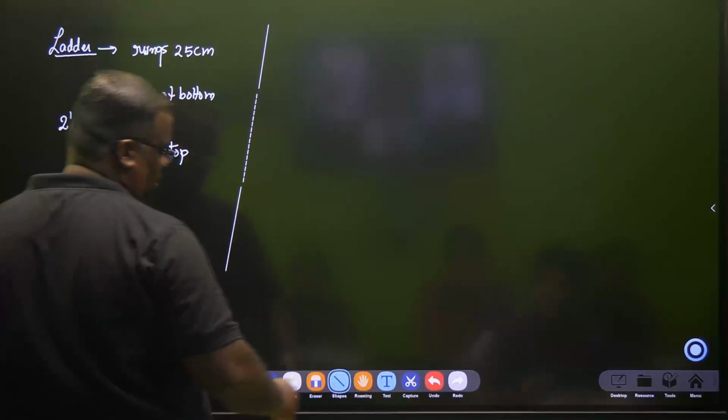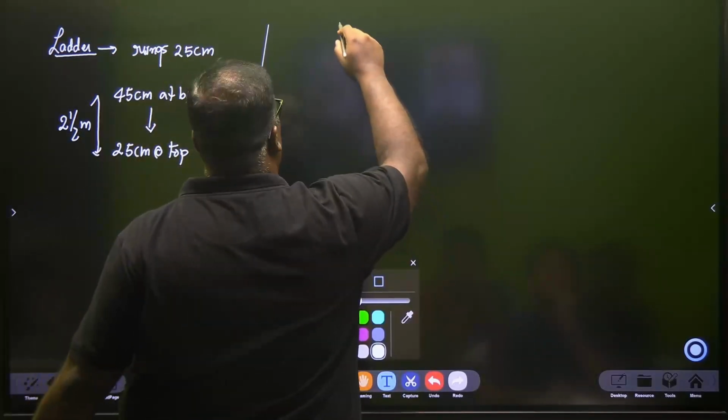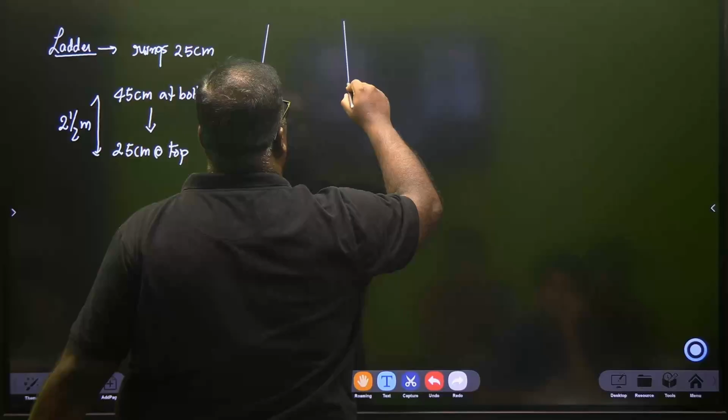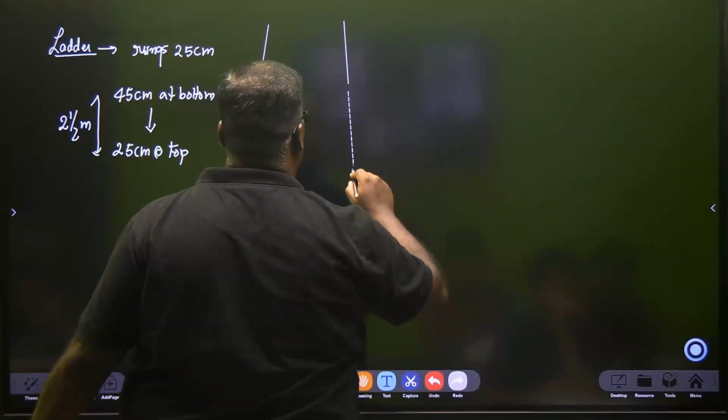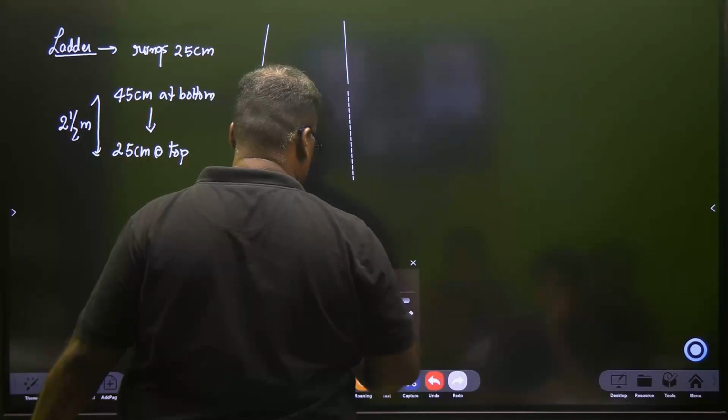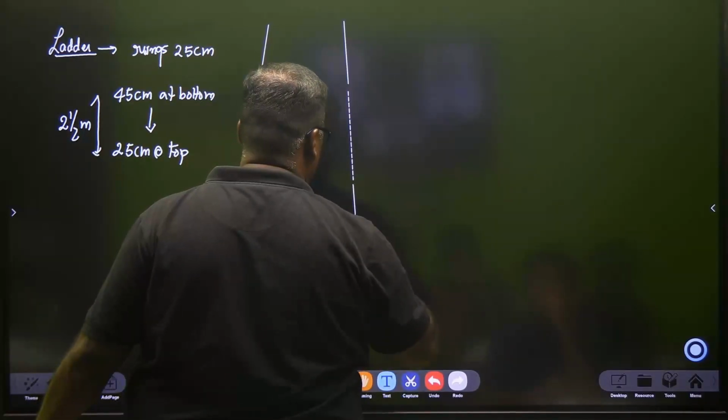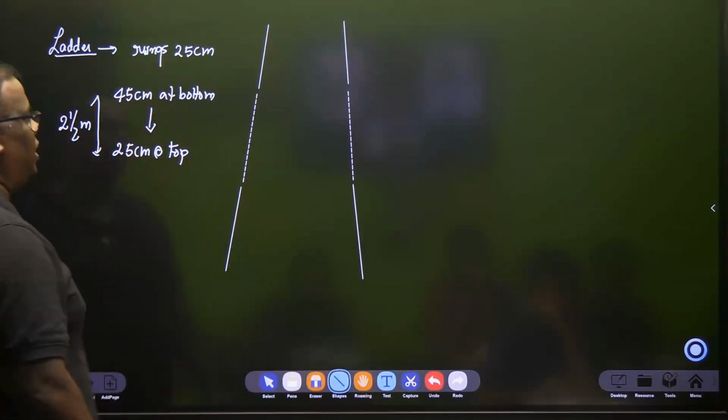All right. And similarly, this is my ladder. Okay.